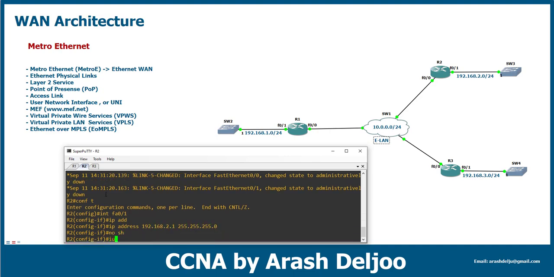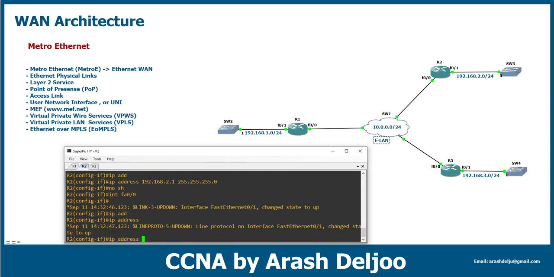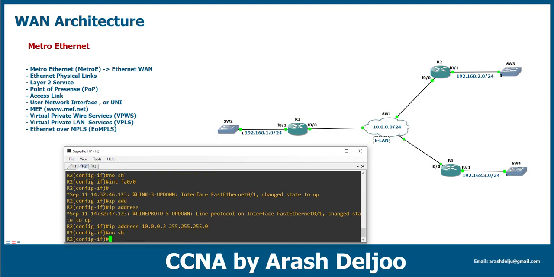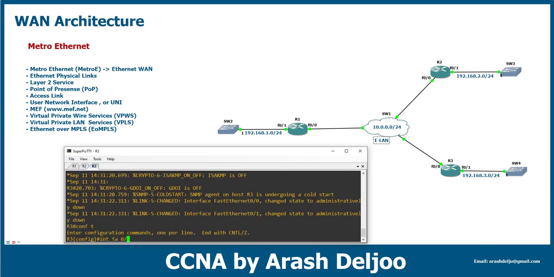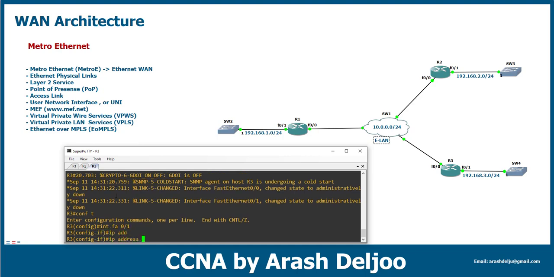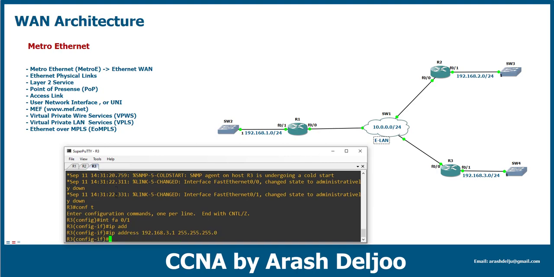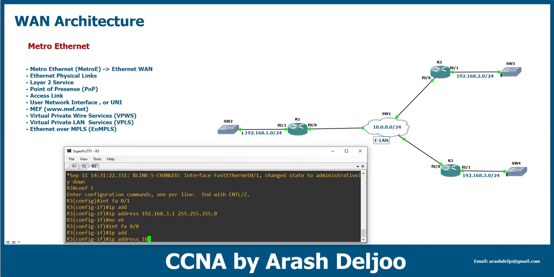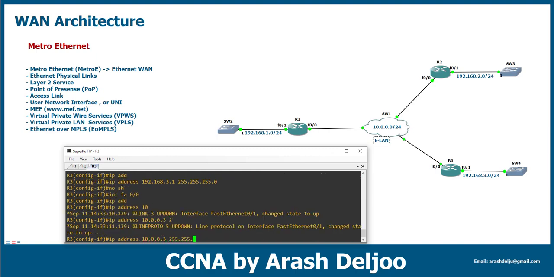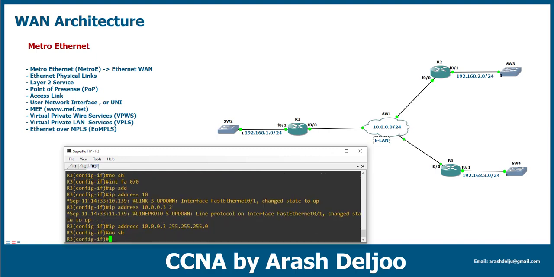IP address is 192.168.2.1, 255.255.255.0, and then no shutdown. Then interface FastEthernet 0/0 IP address is, for example, 10.0.0.2, 255.255.255.0, and then no shutdown. Finally, router 3. conf t, interface FastEthernet 0/1, IP address is 192.168.3.1, 255.255.255.0. No shutdown. Interface FastEthernet 0/0 IP address is 10.0.0.3, 255.255.255.0, and then no shutdown.